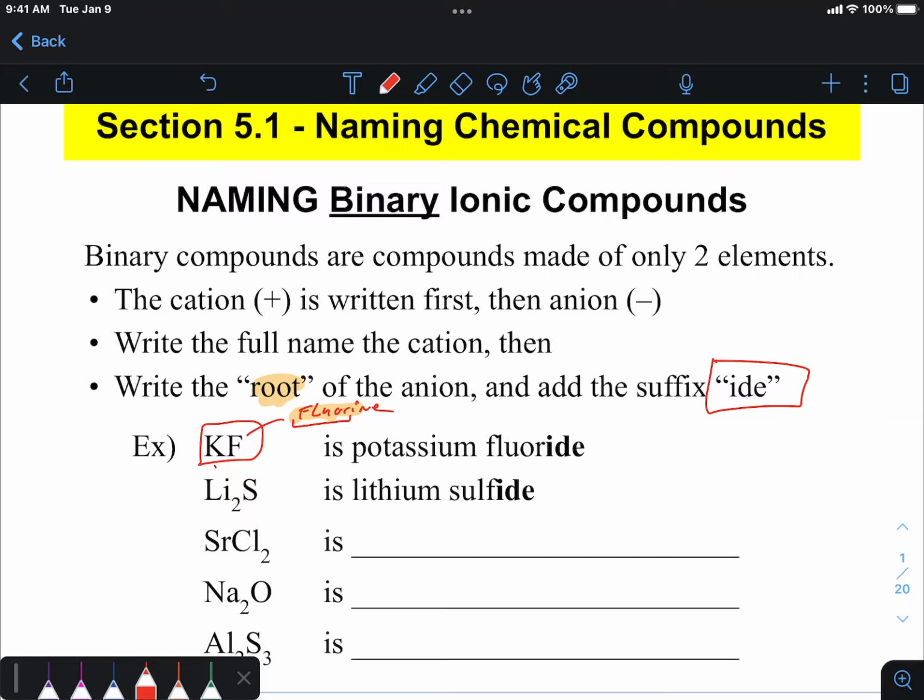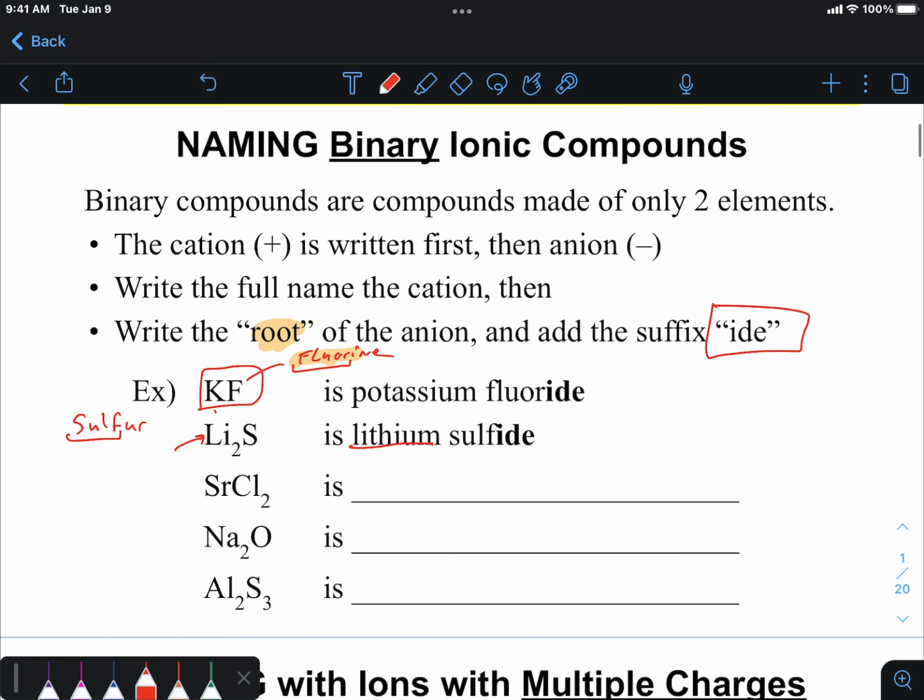So the second example, here's lithium, and then this is sulfur, but the root is here. So instead of saying lithium sulfur, you say lithium sulfide. And that's kind of all there is right now to a binary ionic compound. So let's go through these examples.